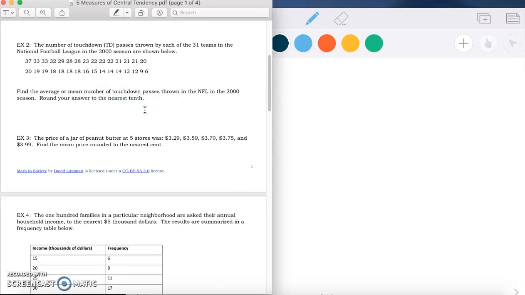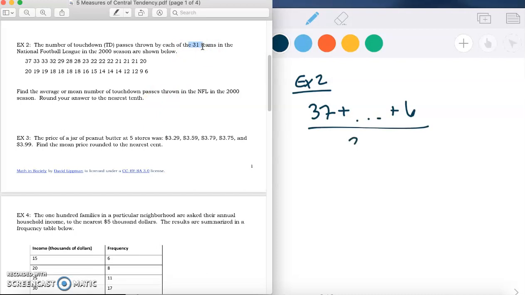So in this case, I'm just going to write part of the number. So we have example 2. So we're going to do 37 plus, down to 6, right? That's the first one. So I'm just saying that we're going to include all these. Normally I'd write it out, but we would definitely not have room. And we were told that there's 31 teams. So let's put that into the calculator.